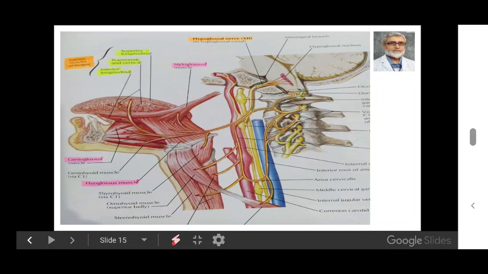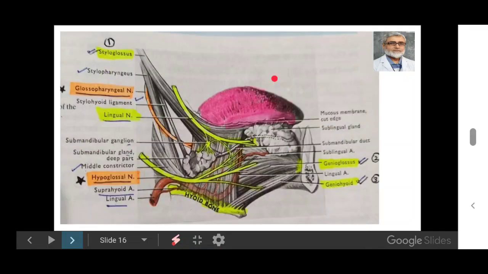Nerve supply of this region is the 12th cranial nerve, except palatoglossus, which is supplied by the 11th cranial nerve. It is important. So in the next slide, you can see all the nerves. This is the tongue. Here you can see the lingual nerve, and penetrating the concerned muscle, the hypoglossal nerve, and the submandibular ganglion very clearly, and other muscles.